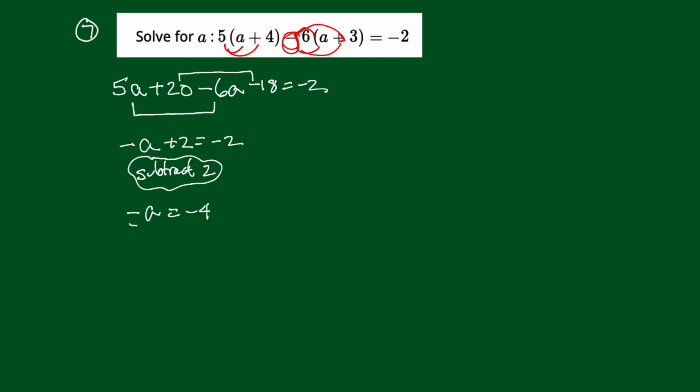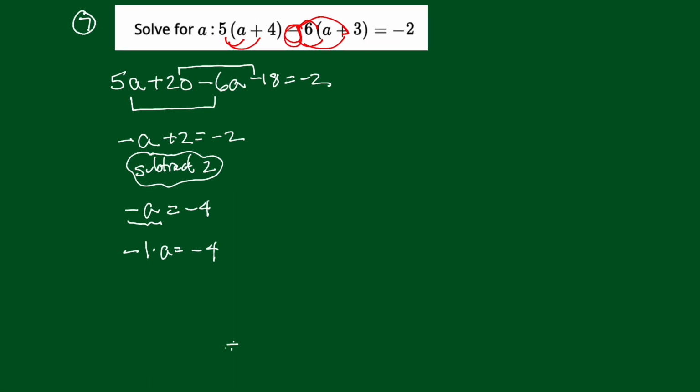And now over here, this happens a lot. Let's be sure we've got this. This is negative 1 times a is equal to negative 4. So you're multiplying this a by negative 1. Now there's two things you could do. You could divide by negative 1, or you could multiply by negative 1. I think most of us just think about multiplying by negative 1. So that's what I'm going to do. I'm going to multiply by negative 1.